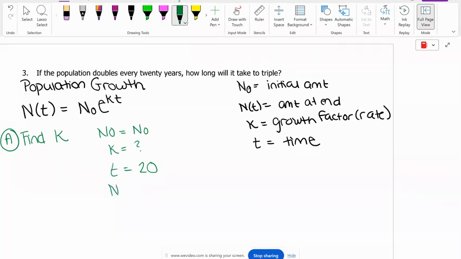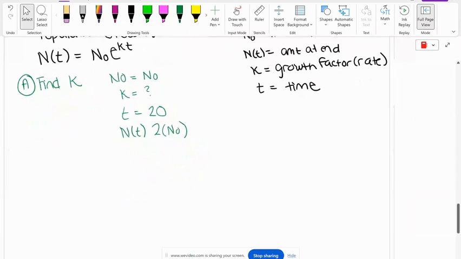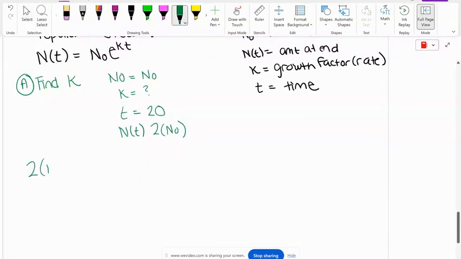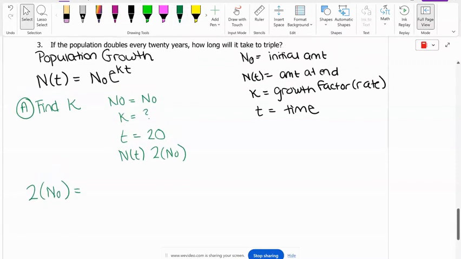So now, do we all agree that N of t is the amount at the end? Well, we want that to be doubled. So we're going to do 2 times N sub 0. Now I'm going to plug into my formula. When I plug in, I'm going to get 2 times N sub 0 is equal to N sub 0 times e to the k times 20 power.